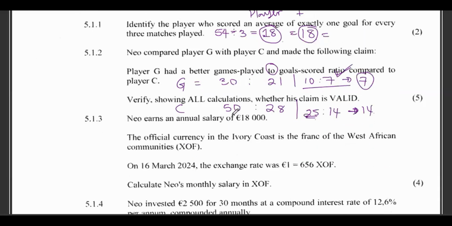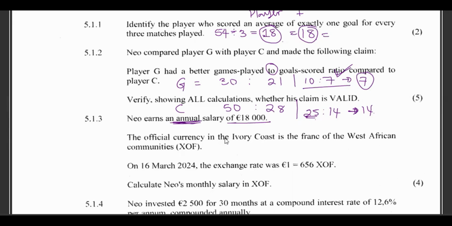Neo earns an annual salary of 18,000 euros. The official currency in Ivory Coast is the franc of the Western Community, XOF. Then on the 16th, 2024, the exchange rate was what? For €1, they had 650 XOF. Calculate Neo's monthly salary in XOF. Because this one is annual, this means throughout the year the person earns this much.